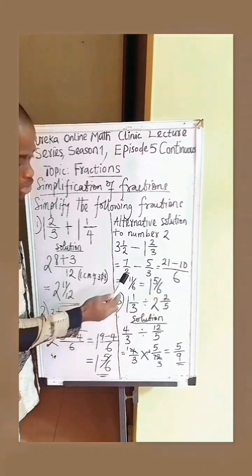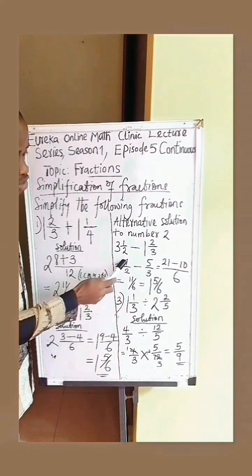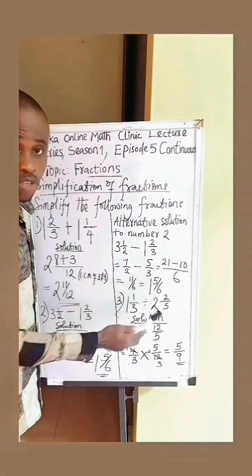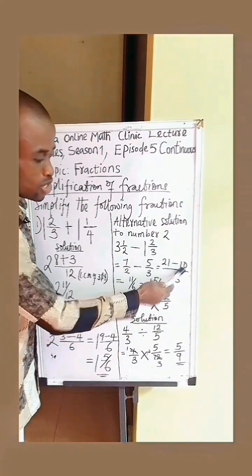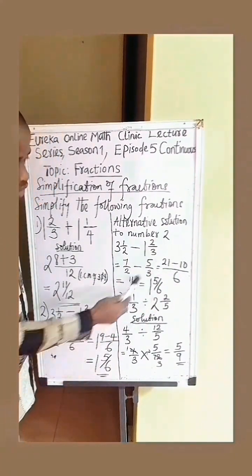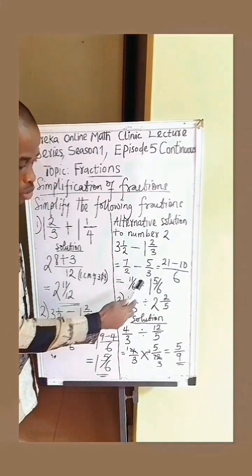So 6 divided by 2 will give you 3. 3 times 7 will give you 21. Minus 6 divided by 3 will give you 2. 2 times 5 will give you 10. And 21 minus 10 will give you what? 11. So we have 11 over 6, which is about what?